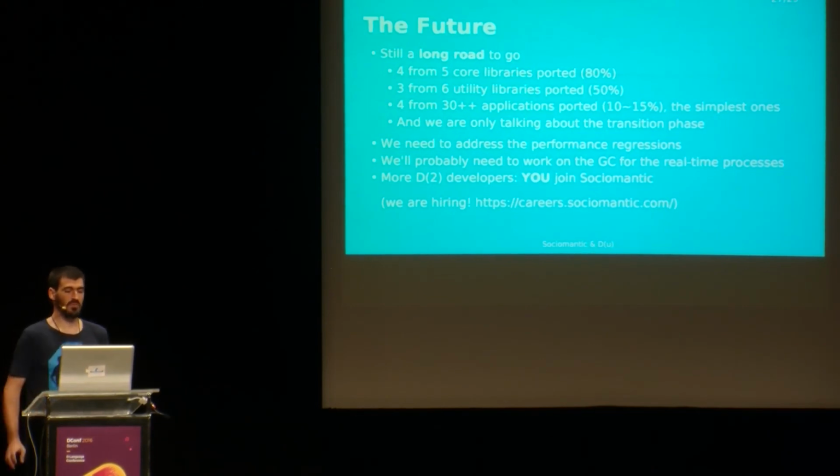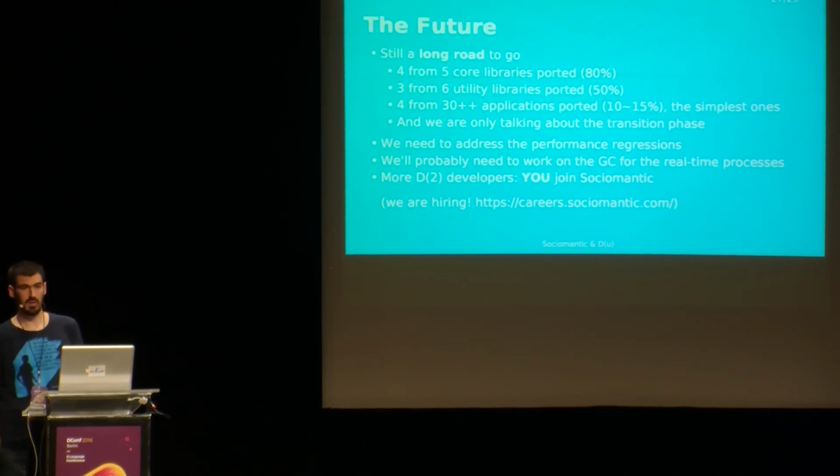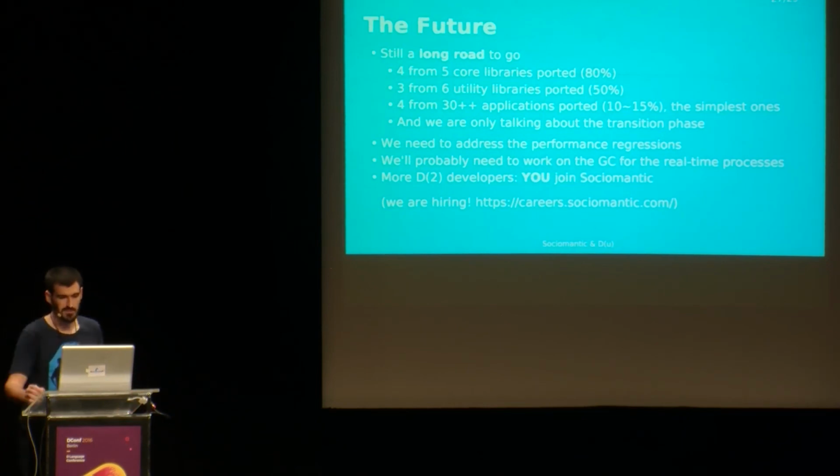So we have 4 from 5 core libraries ported. That's pretty good. But we have 6 utility libraries, and only half of them have been ported so far. We have only 4 applications from more than 30 that we have in D. This is between 10 and 15%. And also kind of the bad news is they are the simplest applications we have. As I said before, the good news is only 1.5 people were working on this.